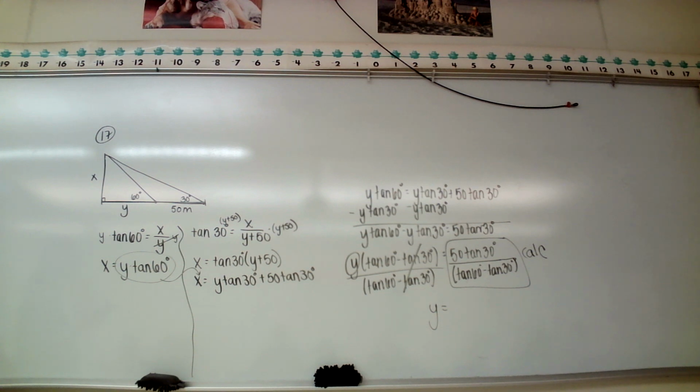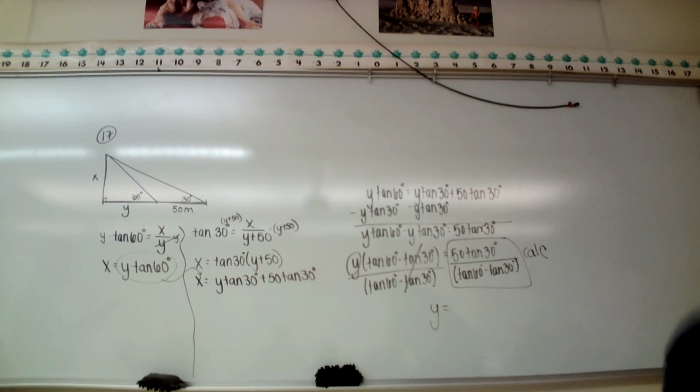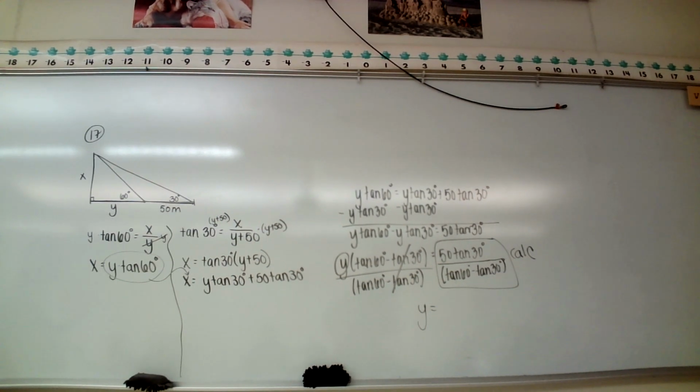So right now, can you try to plug that into your calculator? 50 tangent 30 divided by tangent 60 minus tangent 30, and see what you get. Because if you're not getting the right thing, I want to clear it up now. I put the numerator in parentheses, I put the denominator in parentheses, I put parentheses around everything, just so it doesn't get confused as to how I'm grouping things. That old order of operations can mess you up if you don't put parentheses.